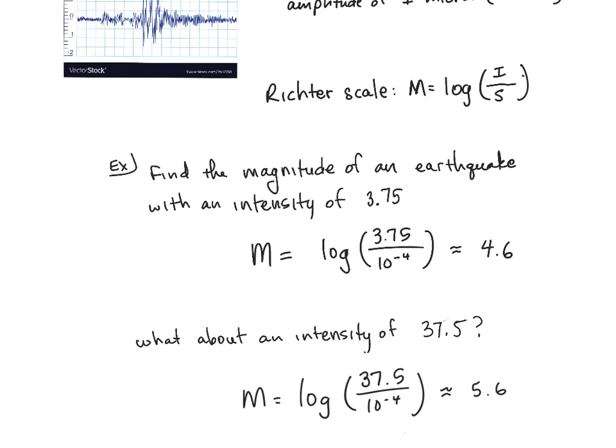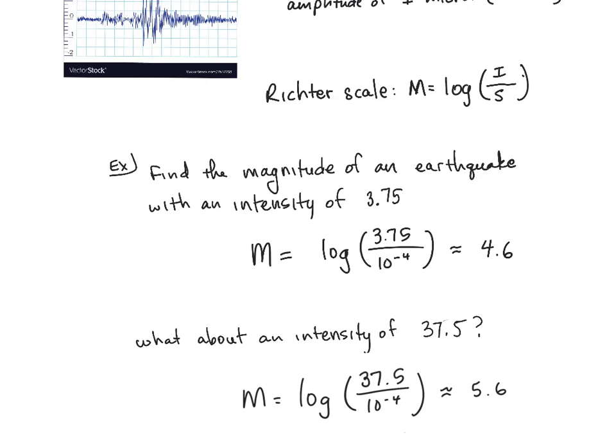So what's important to remember here is an increase of one whole unit in magnitude. So from 4.6 to 5.6 is an increase of one magnitude, one unit of magnitude. But it really means it's an earthquake that's 10 times as intense. So this one measured 3.75 centimeters amplitude. 37.5 is 10 times as intense. So it is a much more powerful earthquake with an increase of one unit on the magnitude scale or the Richter scale.